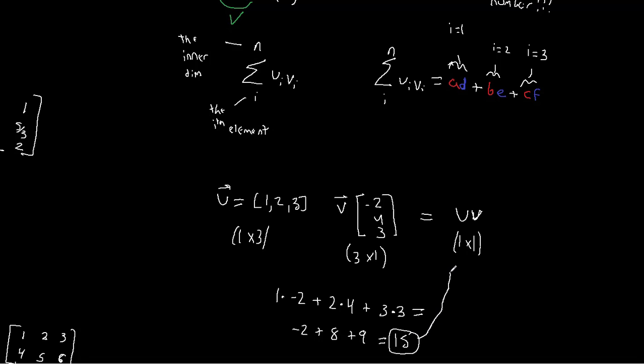So that is the summation of a row vector times a column vector. Okay, so hopefully that makes sense. Again, if you don't understand this equation, hopefully this example clarified it.